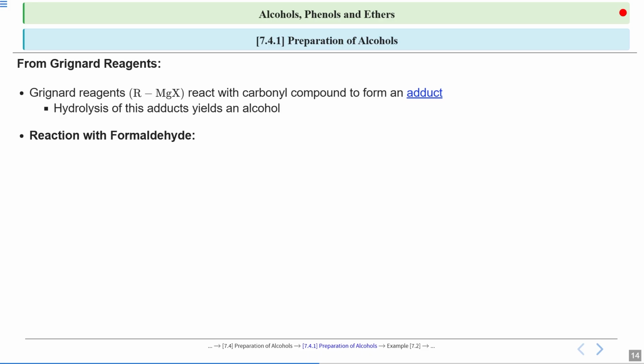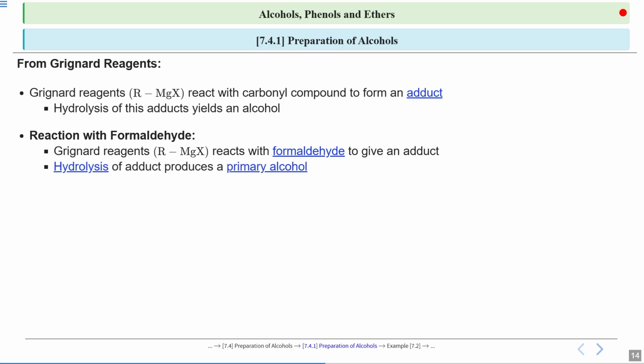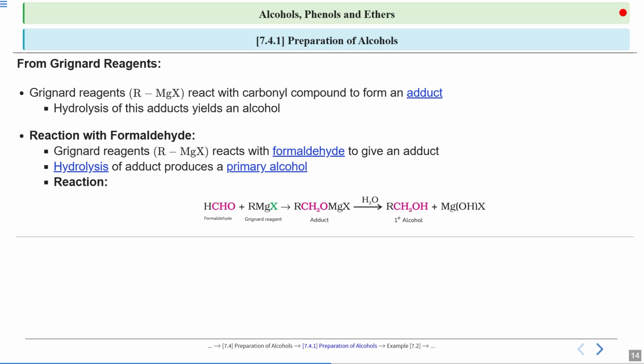So let's take the example of reaction with formaldehyde, the simplest aldehyde. Grignard reagent RMgX reacts with formaldehyde to give an adduct. The hydrolysis of that adduct is going to produce a primary alcohol because formaldehyde is an aldehyde. If you see the example of the reaction given, we have formaldehyde HCHO reacted with RMgX. What will happen? You will get an adduct. So this RCH2OMgX will be the adduct.